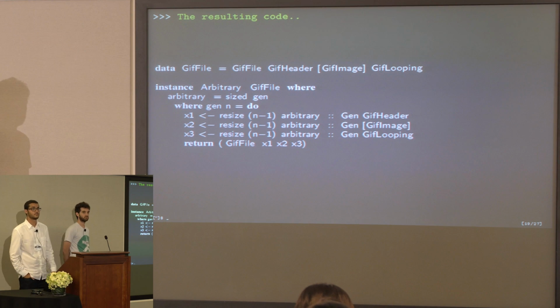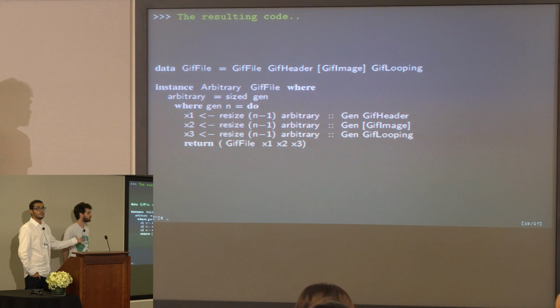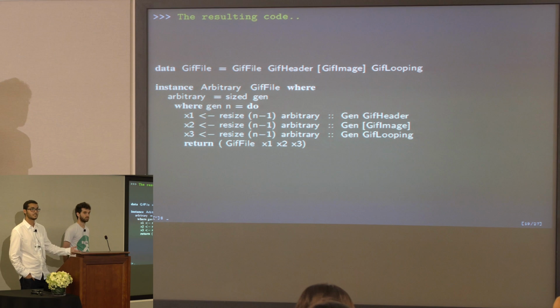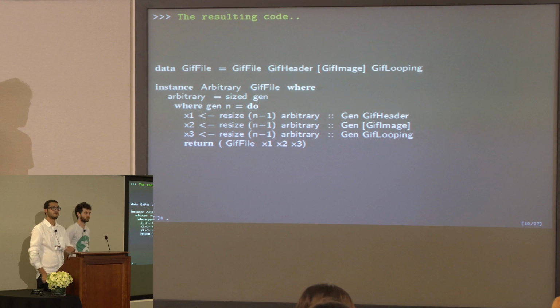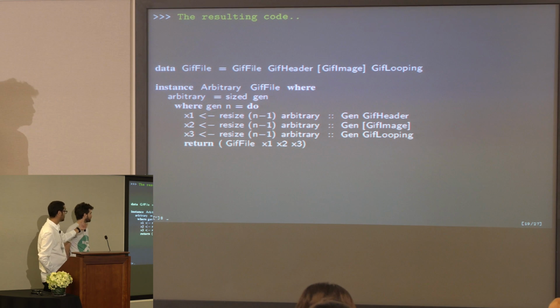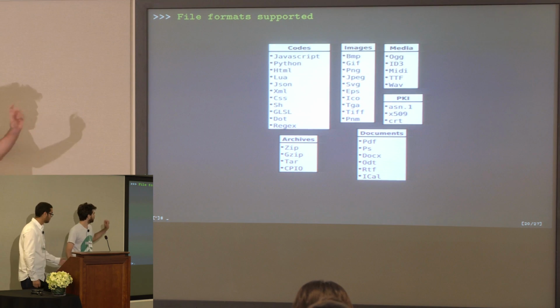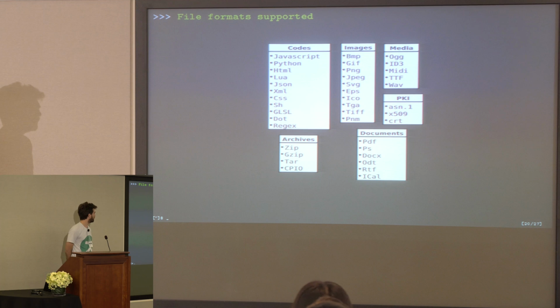And finally, for GIF file, we have to generate using arbitrary instances for every one of these types. And we end up with the same function. Here we are using the do notation, which is pretty common. OK, so we are more or less finishing.